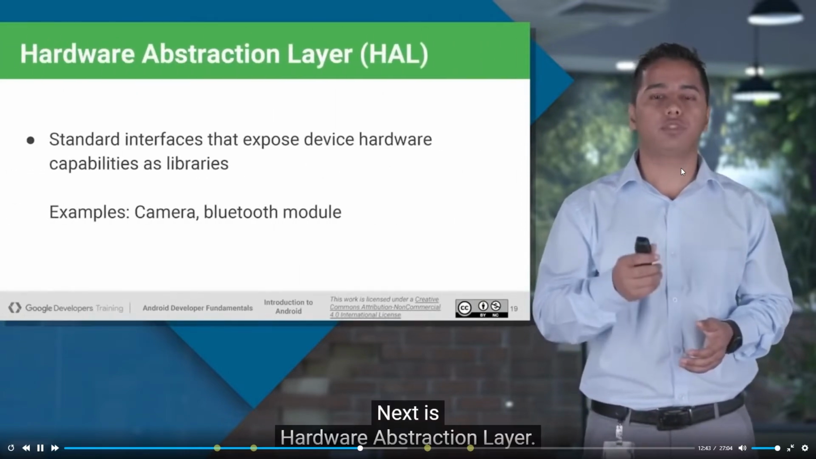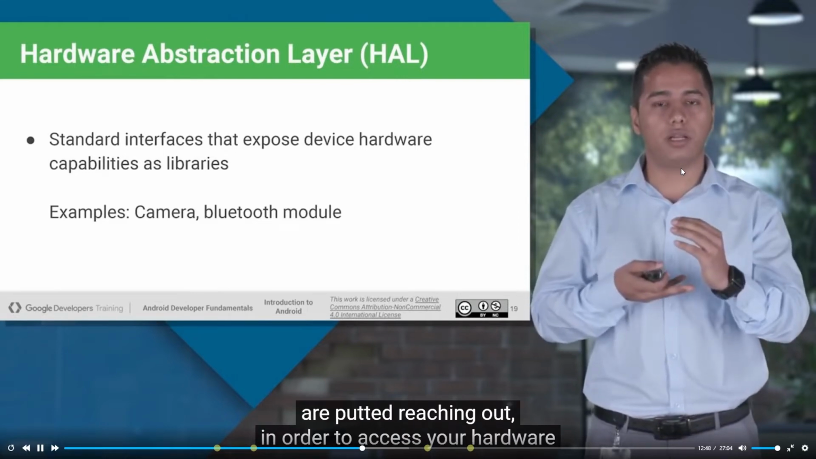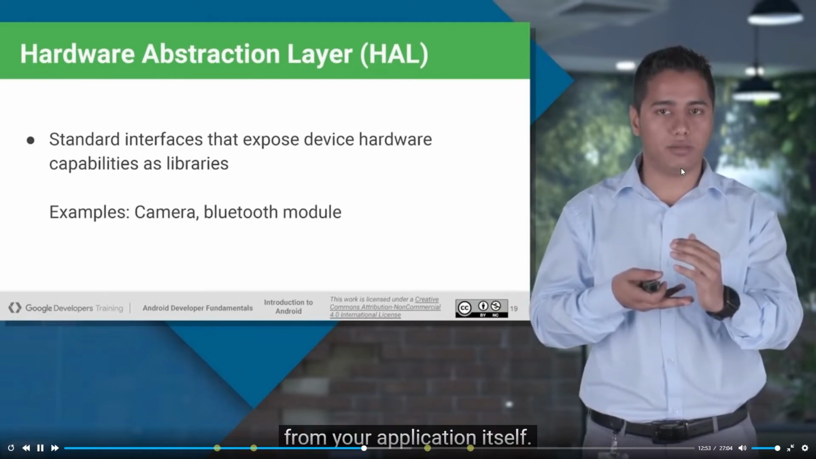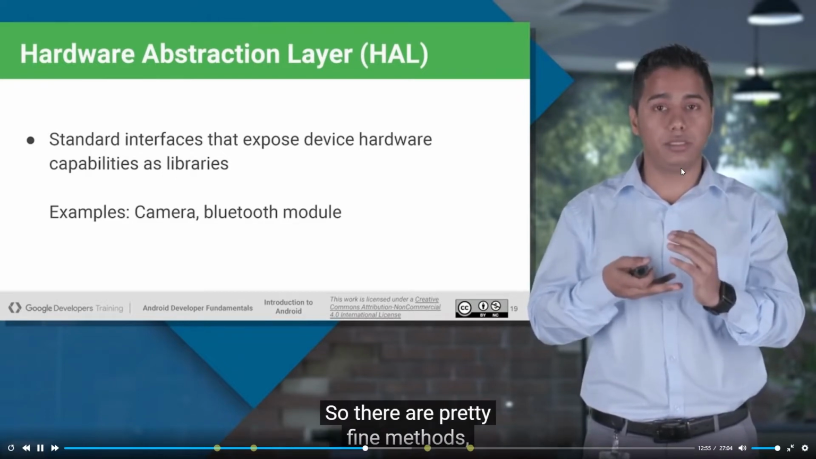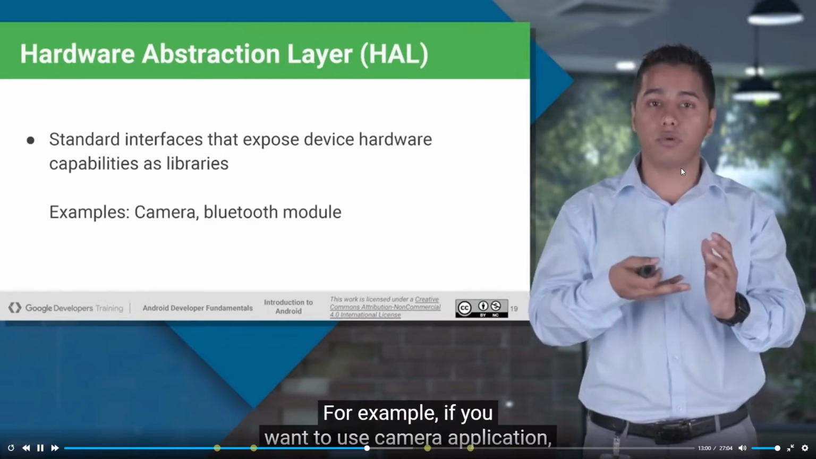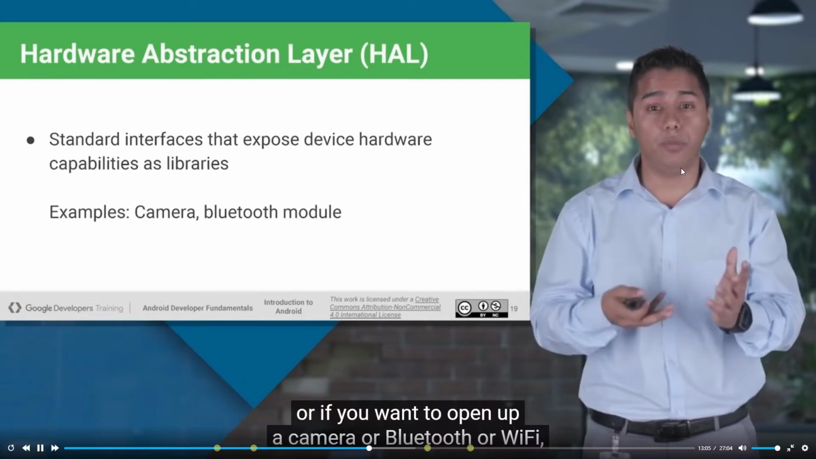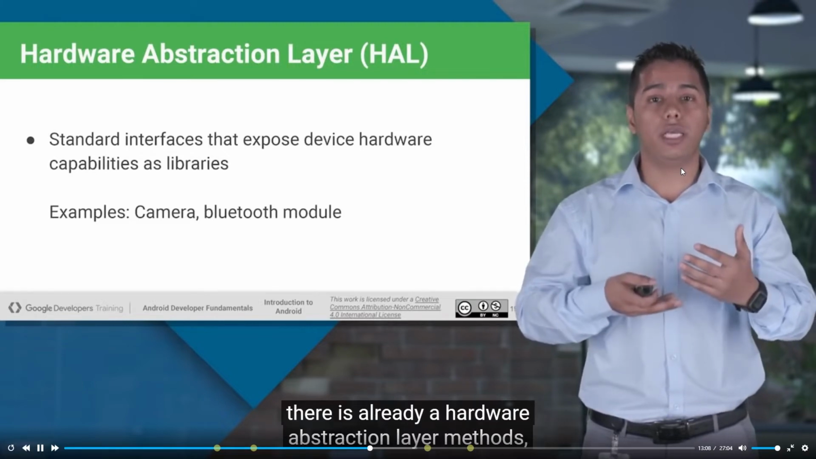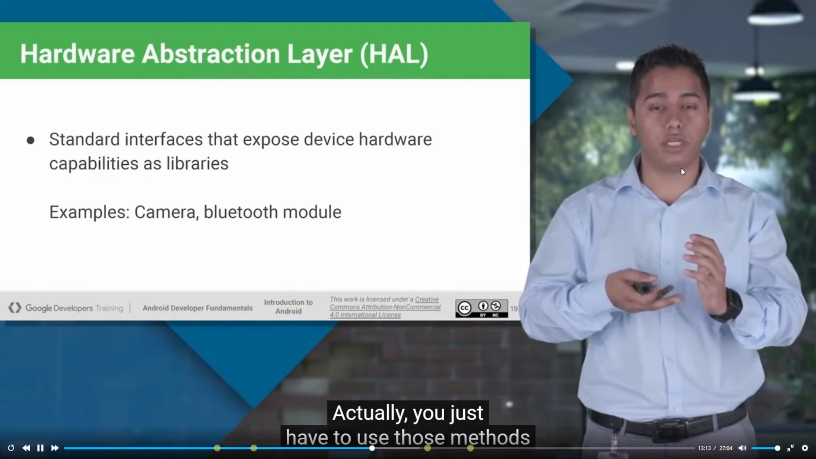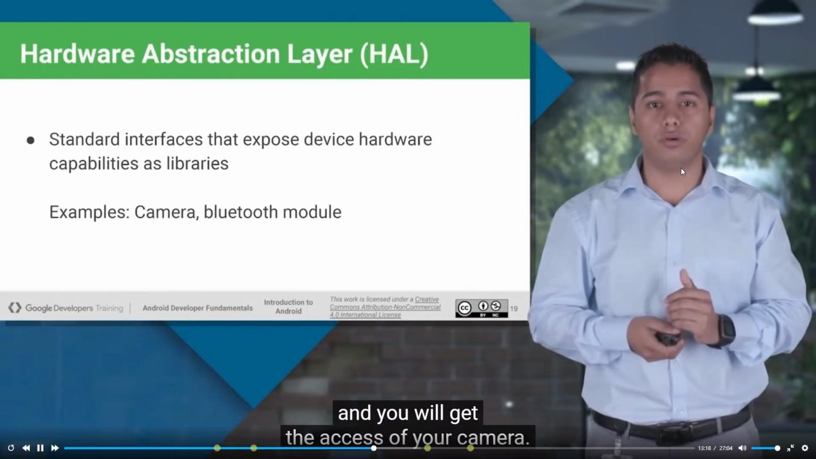Next is the hardware abstraction layer. This layer has been particularly charted down to access your hardware from your application itself. There are predefined methods provided to you to access it. For example, if you want to open the camera, Bluetooth or Wi-Fi, there are already predefined methods defined in the hardware abstraction layer. You just have to use those methods in your application, and you will get access to your camera.